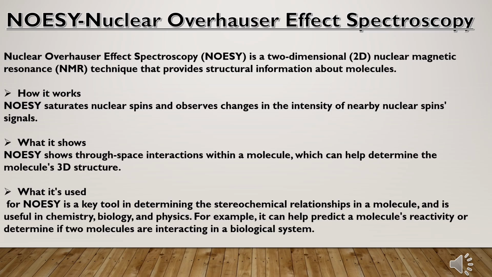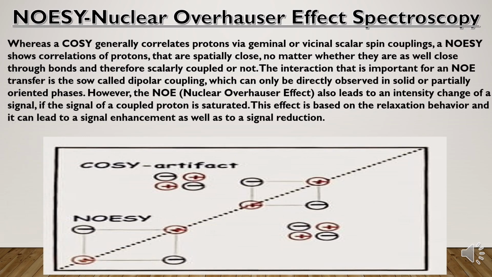What is it used for? NOESY is a key tool for determining the stereochemical relationship in a molecule and is useful in chemistry, biology and physics. For example, it can predict a molecule's reactivity or determine if two molecules are interacting in a biological system. Whereas COSY generally correlates protons via geminal or vicinal scalar spin coupling, NOESY shows correlation of protons that are spatially close, no matter where they are, as well as close through bonds, and therefore scalar coupled or not. The interaction that is important for an NOE transfer is called dipole coupling, which can be directly observed in solid or partially oriented phases.